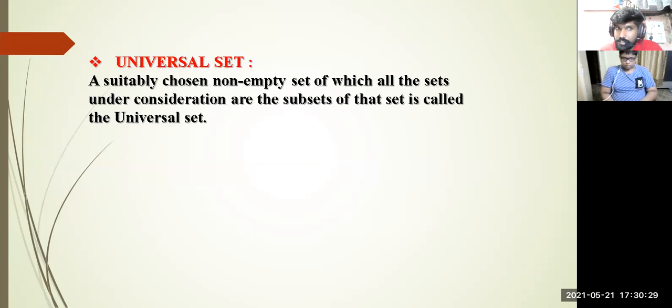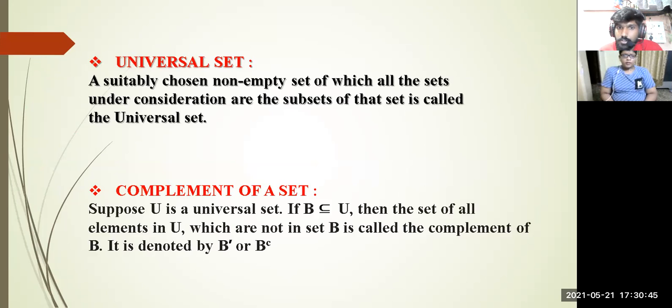Then you saw the universal set: a suitably chosen non-empty set of which all the sets under consideration are subsets. That set is called a universal set. Then you saw the complement of a set. If B is a subset of a universal set, then the set of all elements in U which are not in B is called the complement of B.